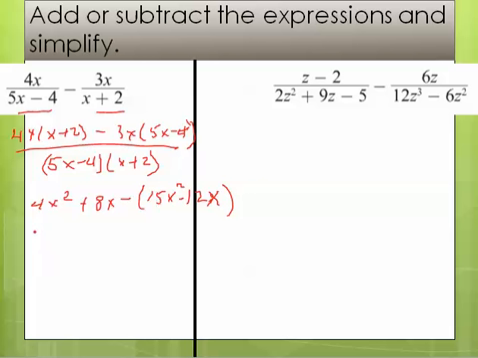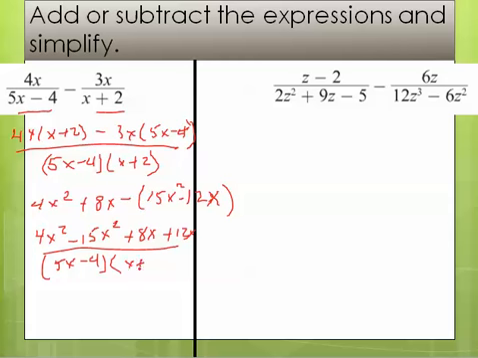Okay? So I've got 4x squared minus 15x squared plus 8x plus 12x divided by 5x minus 4 and x plus 2. Well, this becomes negative 13, nope, negative 11x squared plus 20x.